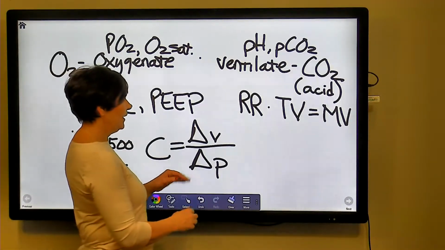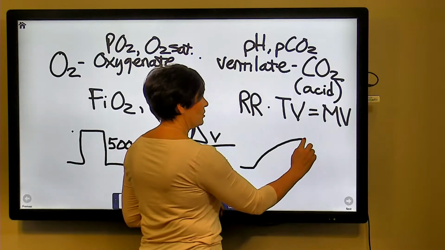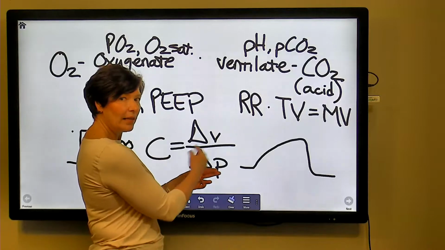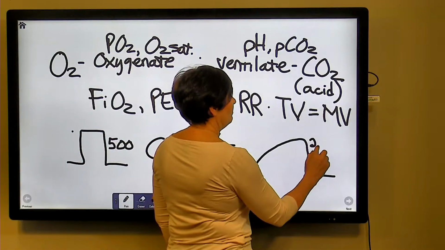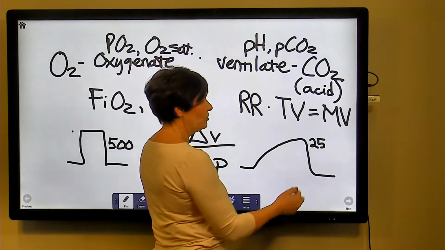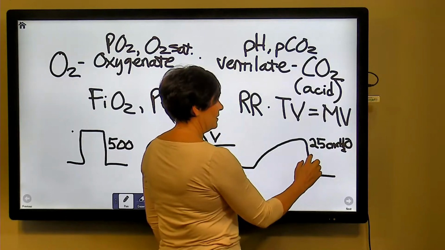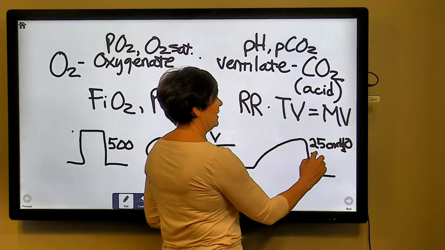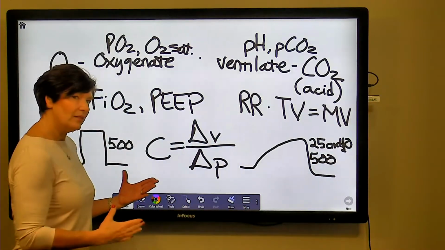Or I can say, ventilator, I want you to ramp up to a certain pressure, and depending on what my compliance is, I get a resultant volume. So I'm going to say, ventilator, ramp up to 25 centimeters of water pressure, and it's going to say, okay, and depending on what my compliance is, let's say I get my 500 cc's of tidal volume. So it's two ways of skinning the cat.